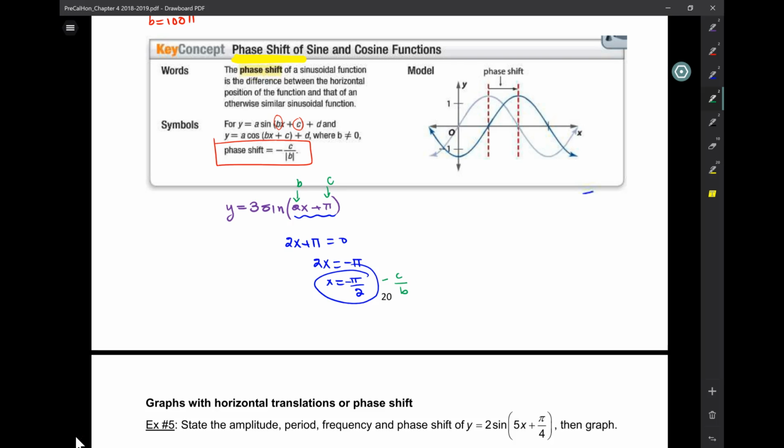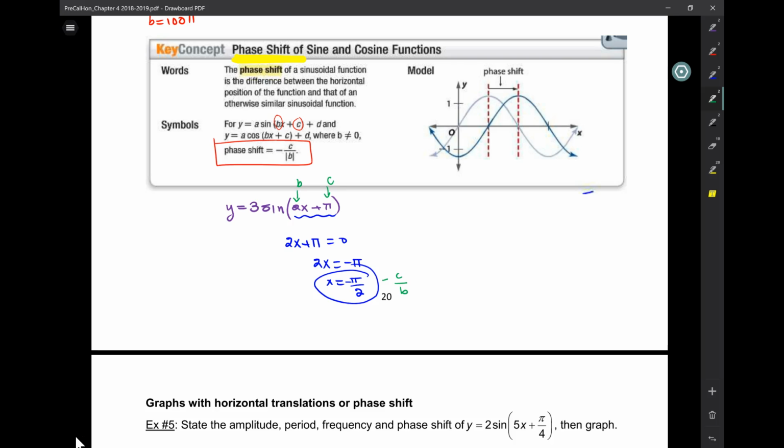So the books always give you this shortcut, but that's just one more thing to remember. Negative c over b, negative b over c. On the test, you might get it mixed up. So I never do it that way. When I want to figure out how much the phase shift is, I just take the term in the parentheses, set it equal to 0, solve for x, and that's it. That tells me how much it's moved along the x-axis.